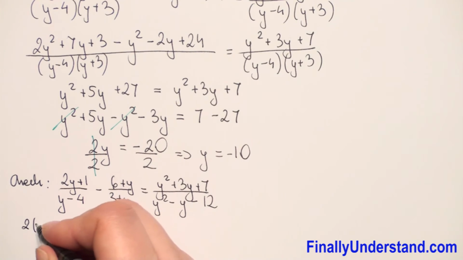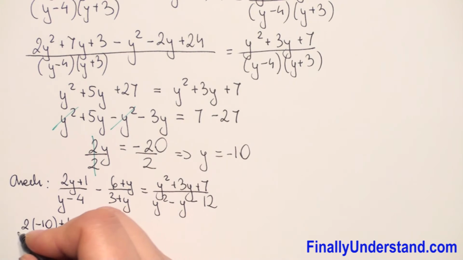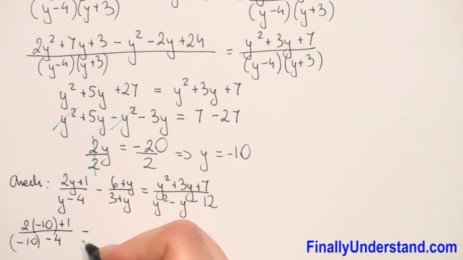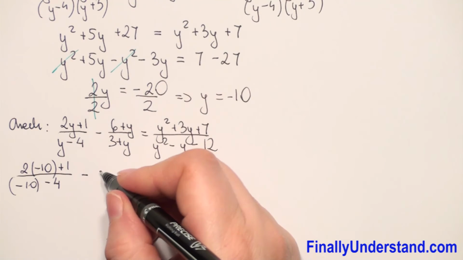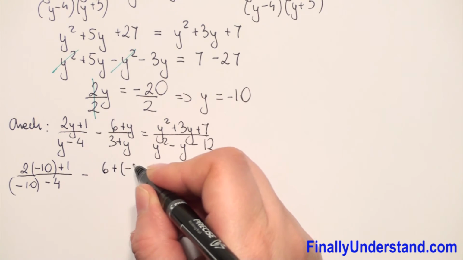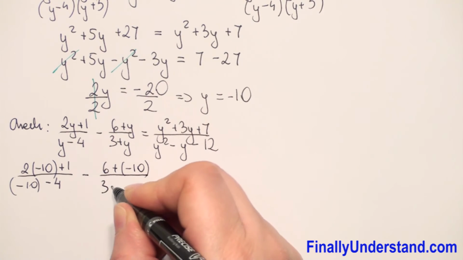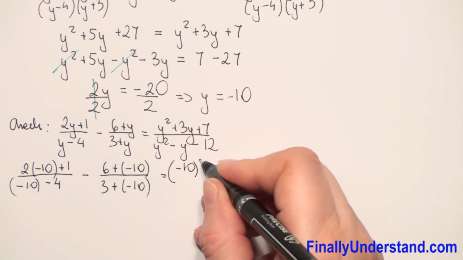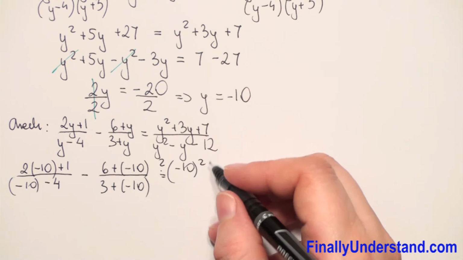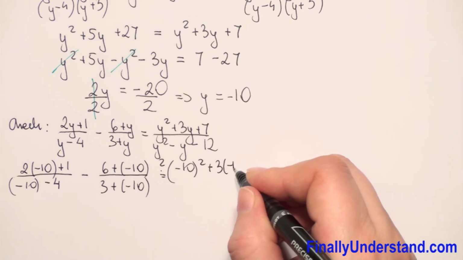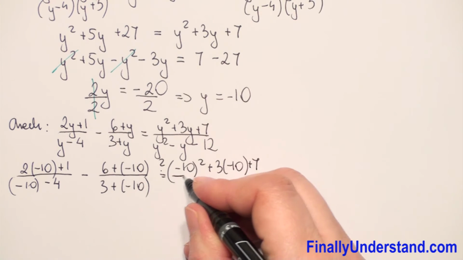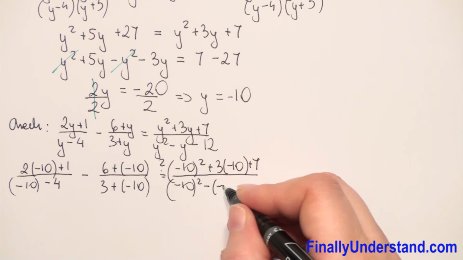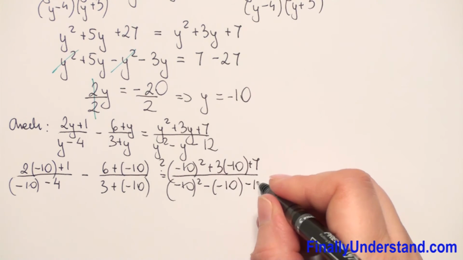So we have 2 times negative 10 plus 1 over negative 10, I will put in parentheses, minus 4, minus 6 plus negative 10 over 3 plus negative 10. This is equal to negative 10 to the second power, and we have to check if the left side is equal to the right side, plus 3 times negative 10 plus 7 over negative 10 to the second power minus negative 10, I will put in parentheses, minus 12.